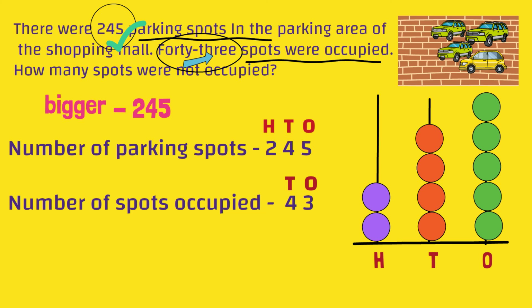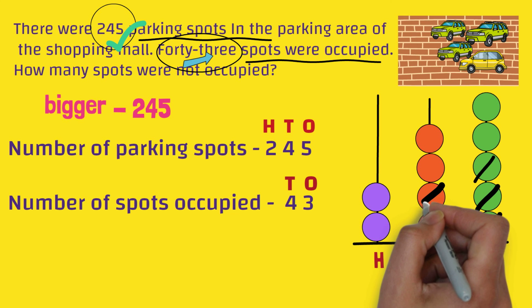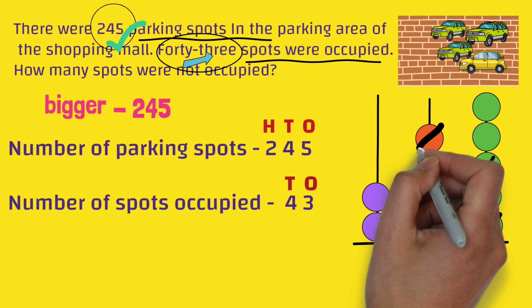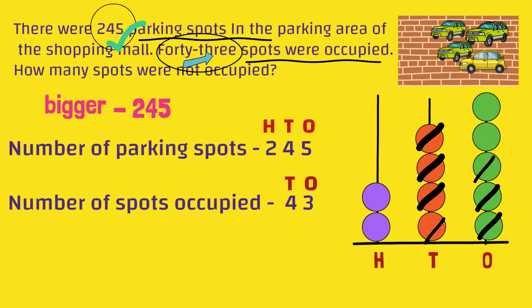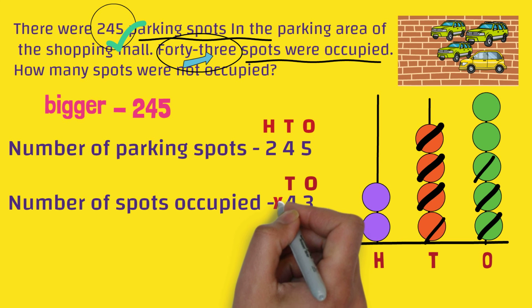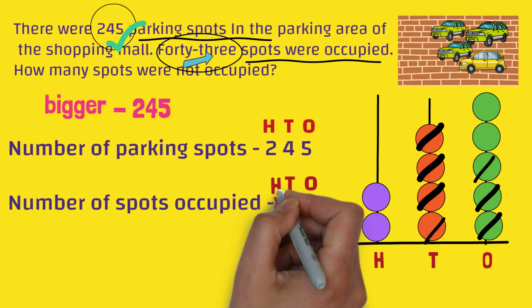So to do subtraction, we have to take away the bits. So take away 3 bits from ones spike. 1, 2, 3. Now the number 4 is at tens place. So take away 4 bits from tens spike. 1, 2, 3, 4. No bits will be taken away from hundreds spike.